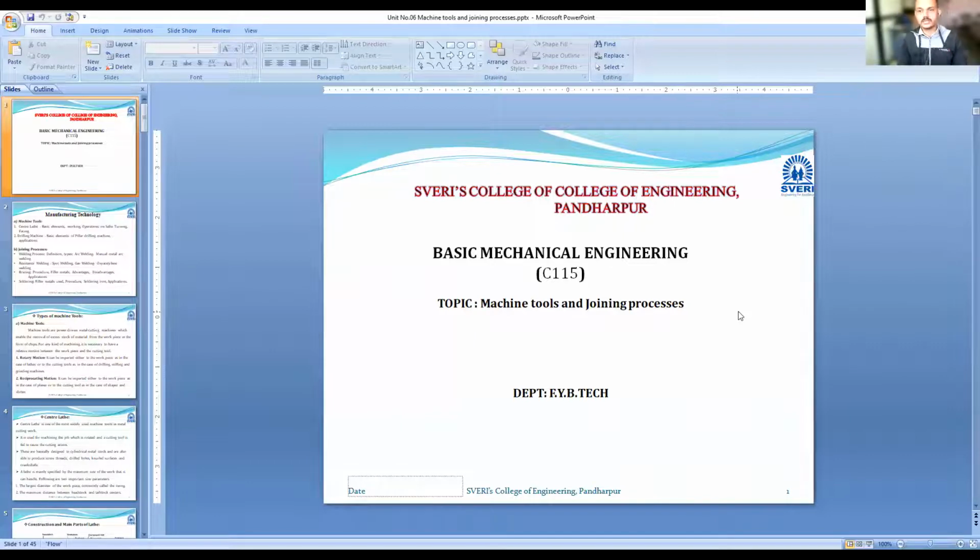So in this lecture, we will see the working processes of the lathe machine, then the construction of the drilling machine. Okay. In the last lecture, we started the second chapter, that is machine tools and joining processes. Machine tools and joining processes is related to the manufacturing department or the production department.